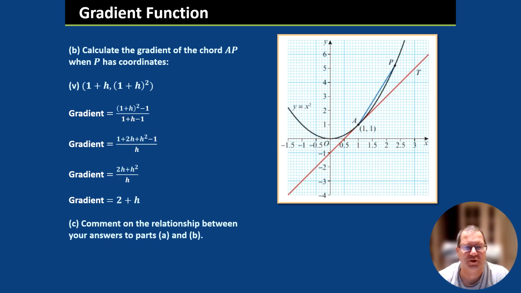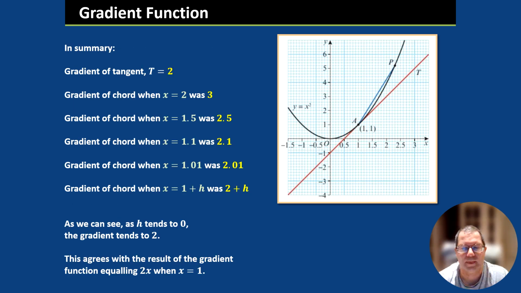The final point they want us to check is written algebraically as 1 plus h and the square of 1 plus h. So the gradient is given by the change in y, which is (1 plus h) squared minus 1, divided by the change in x, which is 1 plus h minus 1. Expanding the brackets, cancelling out the 1s, we get the gradient is 2h plus h squared over h, which cancels to 2 plus h.